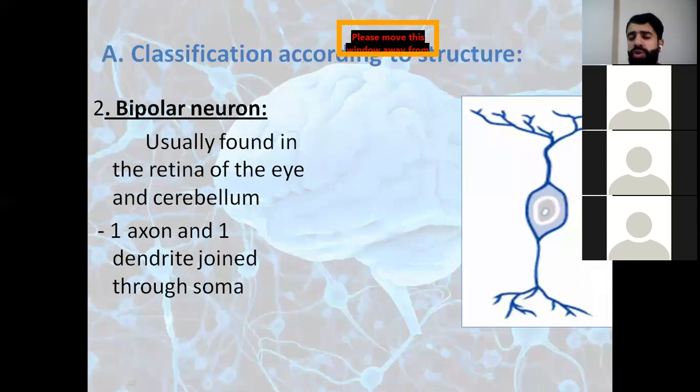Bipolar neurons are usually found in the retina of the eye. They have one axon and one dendrite. They are joined through what? Through the soma, through the cell body.